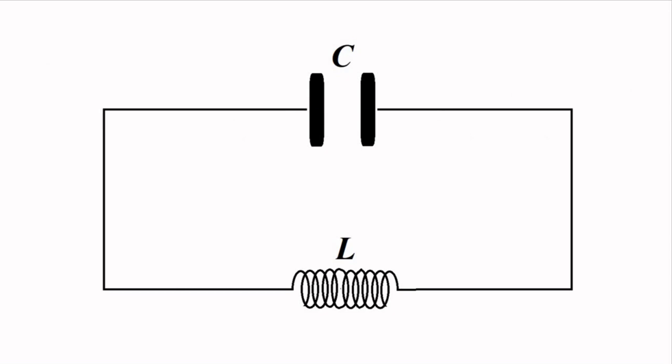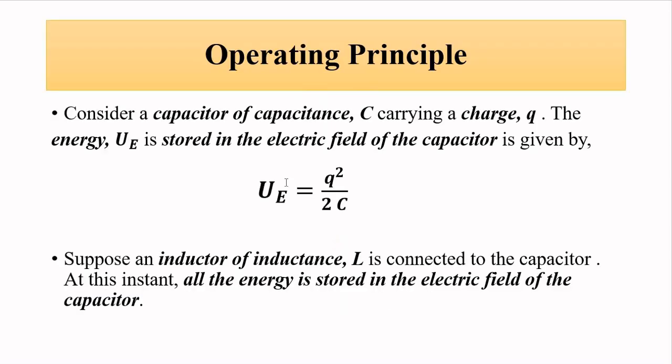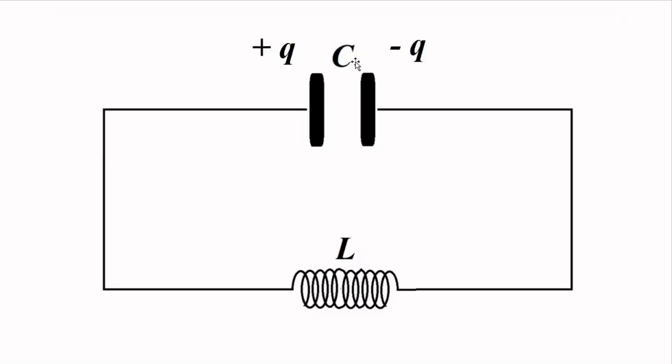So first is this charged capacitor connected to the inductor. Here the energy in the capacitor can be expressed as 1/2 CV squared or 1/2 Q squared by C, where Q is the charge stored in the capacitor and C is the capacitance in farad. And the inductor, L henry, is uncharged, and at the initial moment all the energy is in the capacitor, in the electrostatic field or electric field of the capacitor.